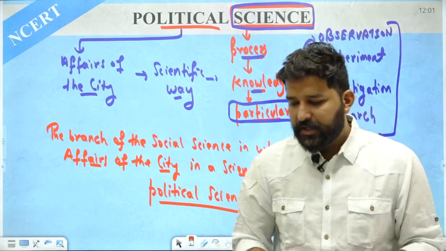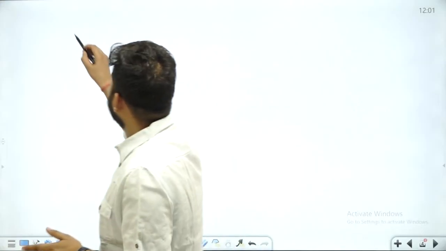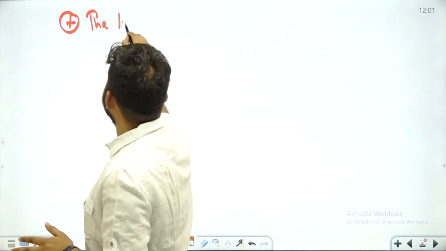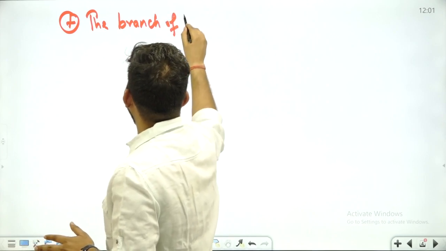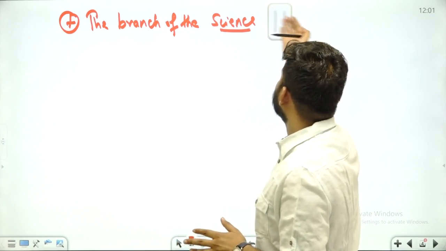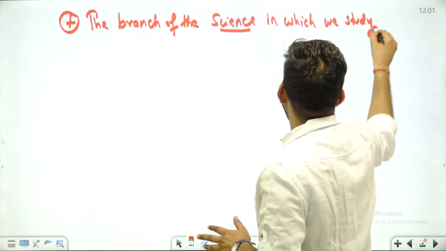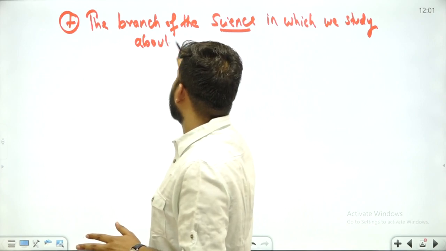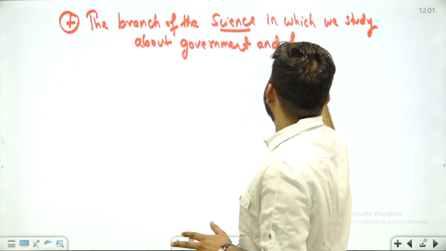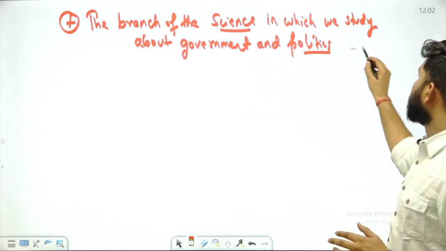There can be another definition as well. Another definition for political science can be the branch of the social science in which we study about government and politics. This branch is known as political science. Another definition for political science.